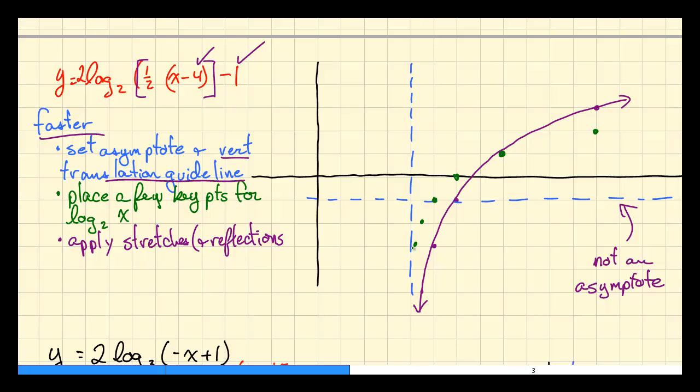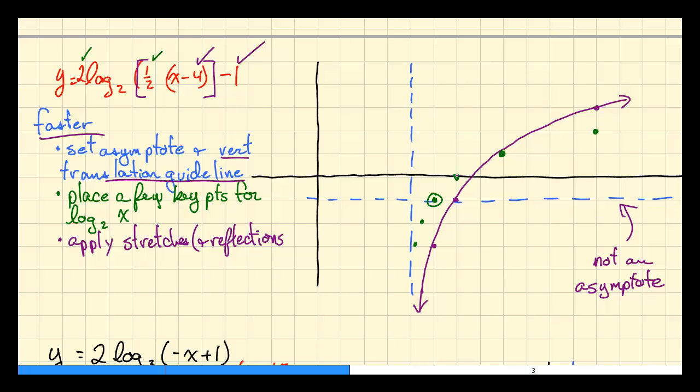Now, from there, all I need to do is apply any stretches and reflections or compressions, etc. So this tells me it's going to be vertically expanded by 2, and it's going to be horizontally expanded by 2. So let's do the horizontal expansion and then the vertical expansion for each point. I'll start here. So a horizontal expansion brings me out to here, and a vertical expansion does nothing. Okay, it doesn't vertically expand off of that point, so it just stays right there.